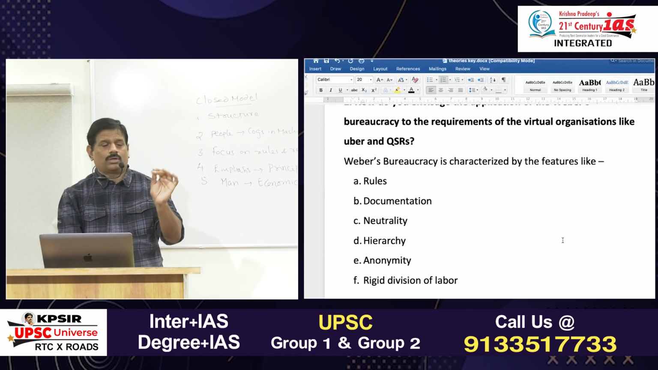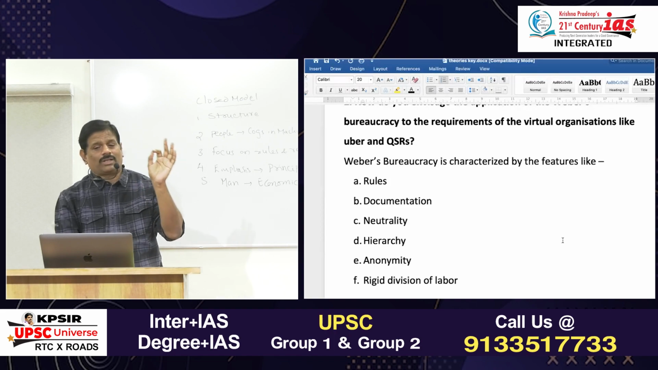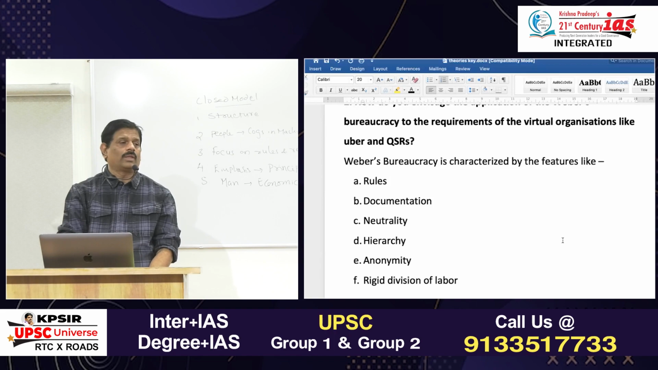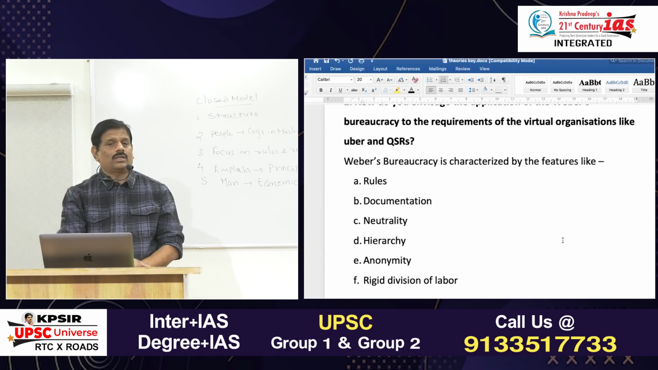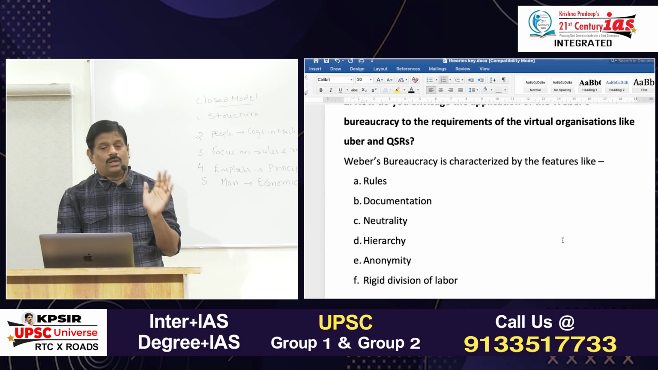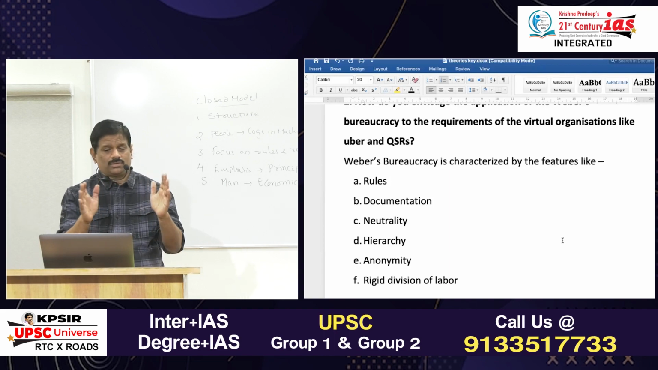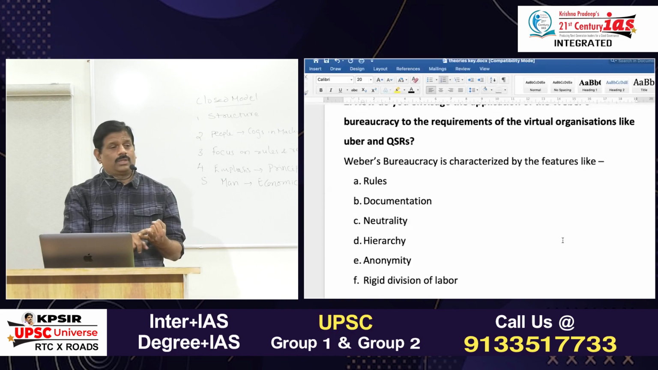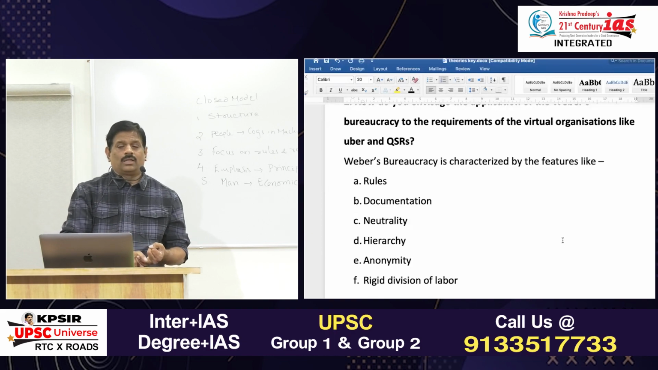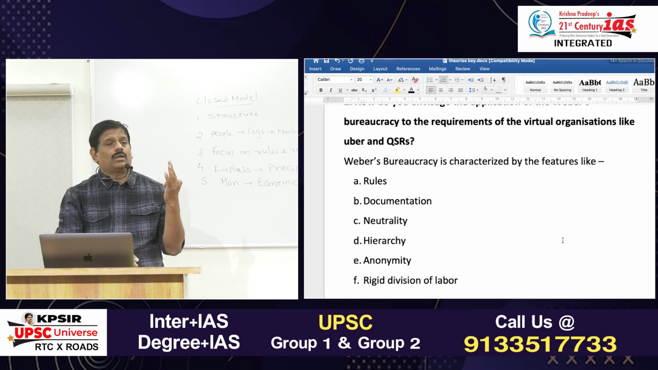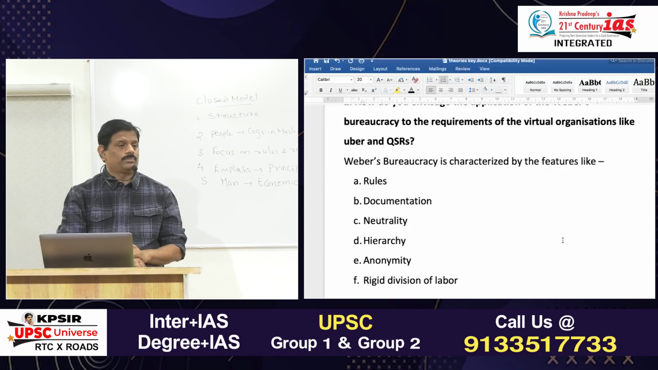And in the main body, you should write about the characteristics of Weber's bureaucracy. Weber's bureaucracy is characterized by rules, regulations, documentation, neutrality, hierarchy, anonymity, and division of labor. They are the features of Weber's bureaucracy. So rules is the primary characteristic. Those rules are documented. That is, documentation is the second characteristic. And the bureaucrat operates on the principles of neutrality.